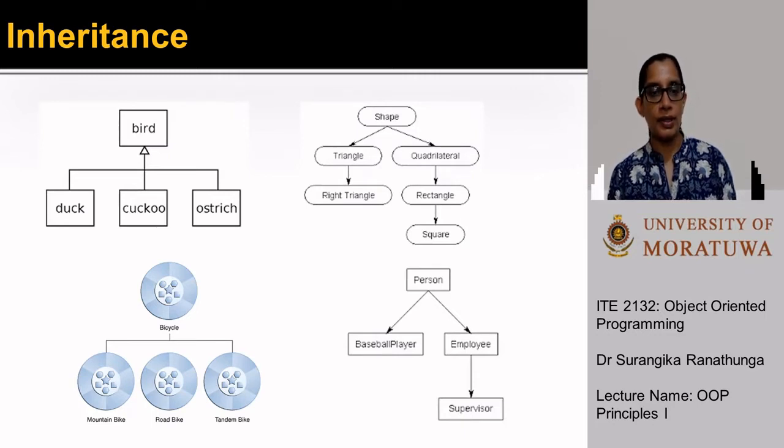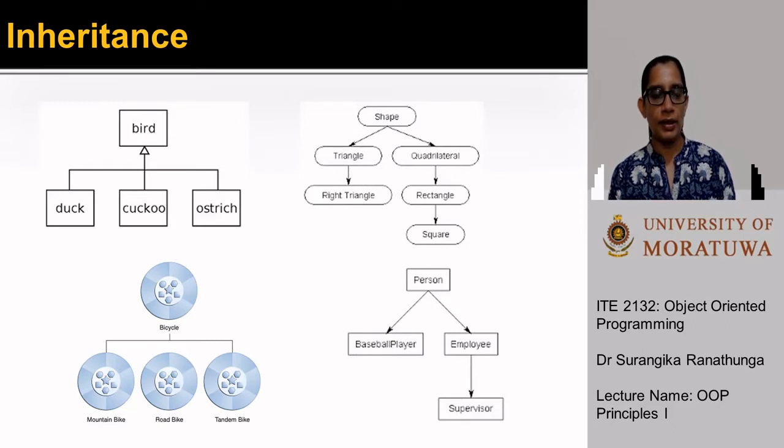So what we see here is what we call an is-a relationship. For example, we can say a duck is a bird, a cuckoo is a bird, a triangle is a shape, an employee is a person. In essence, from inheritance we capture this is-a relationship between the entities. Remember, in object-oriented programming we talk about a set of interacting objects. Here, one form of interaction is captured, the is-a relationship.